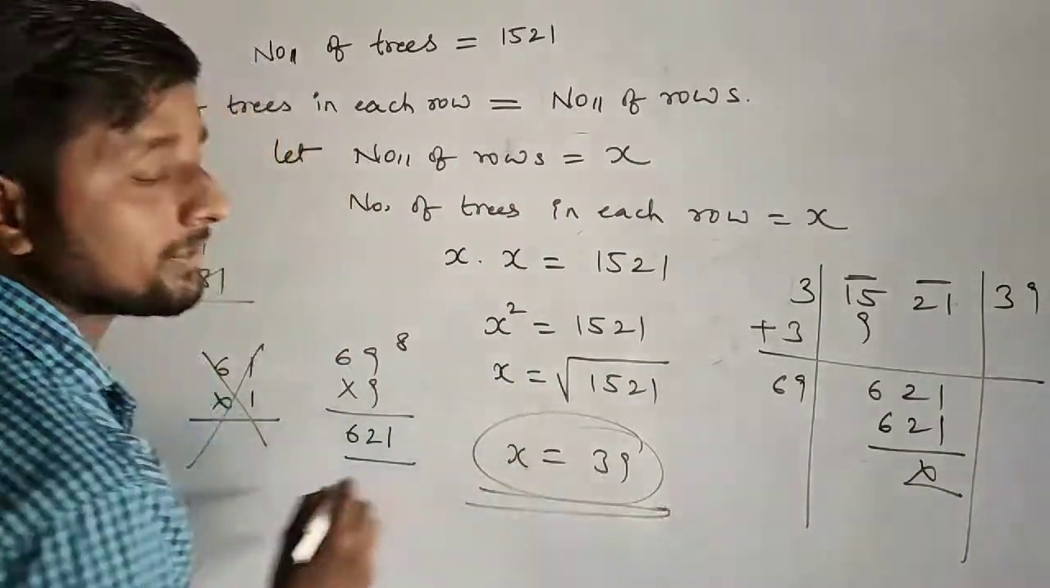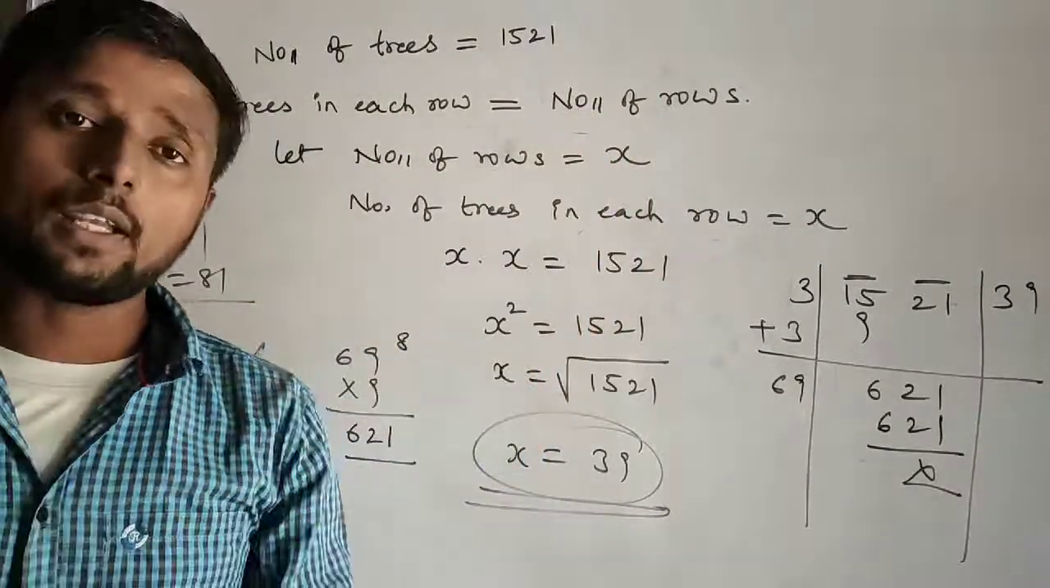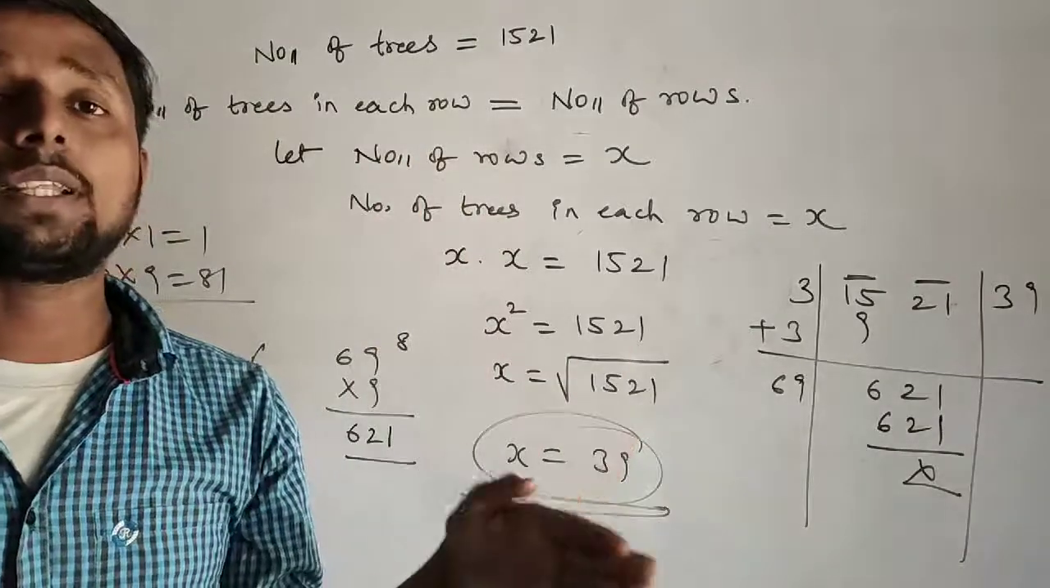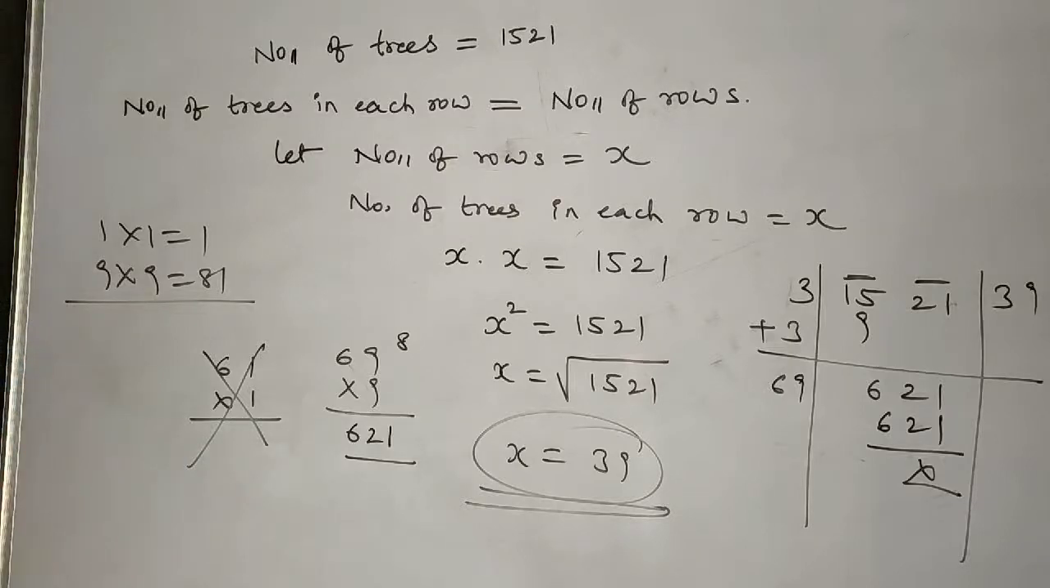Okay, then what is 39? If you come back again, the number of rows in the garden is 39, and in each row the number of trees is also 39. So that is the way of doing the problem.